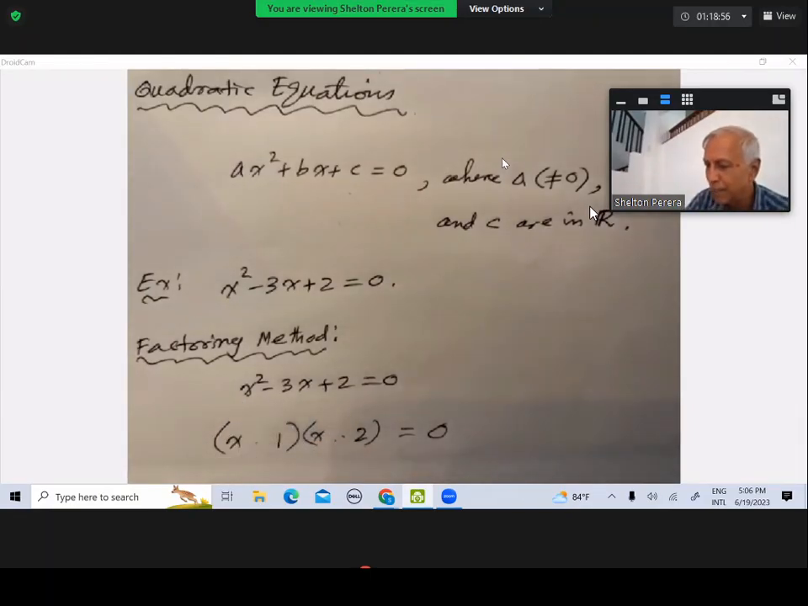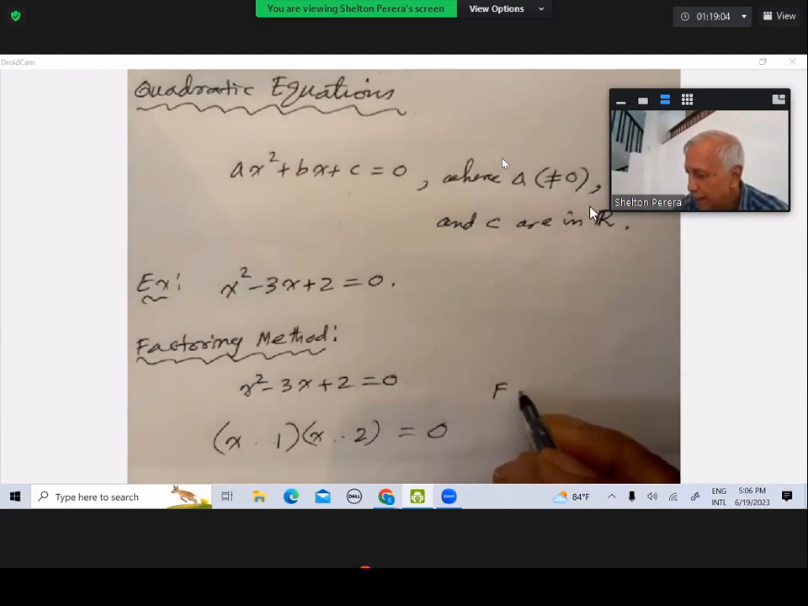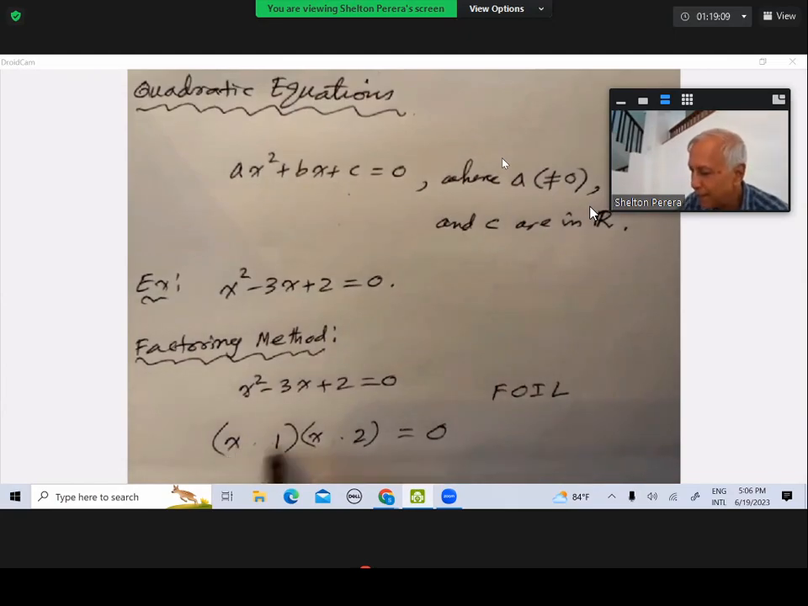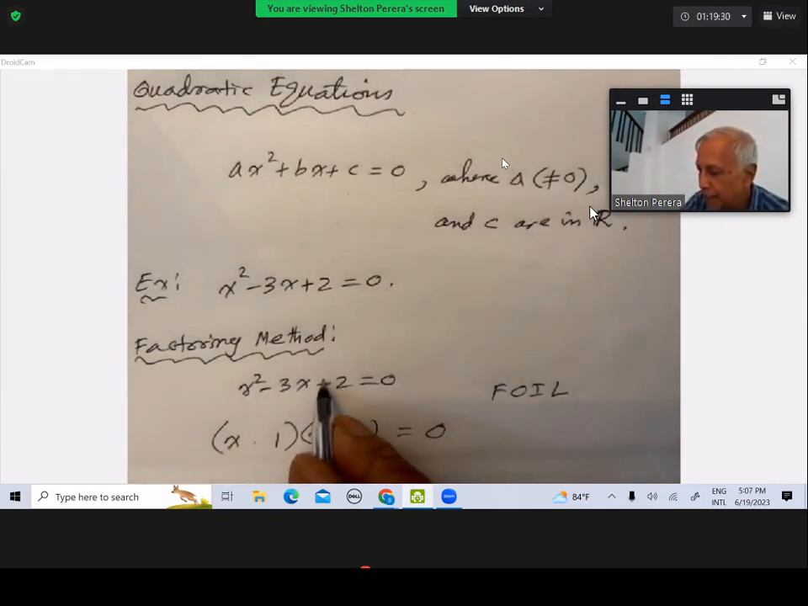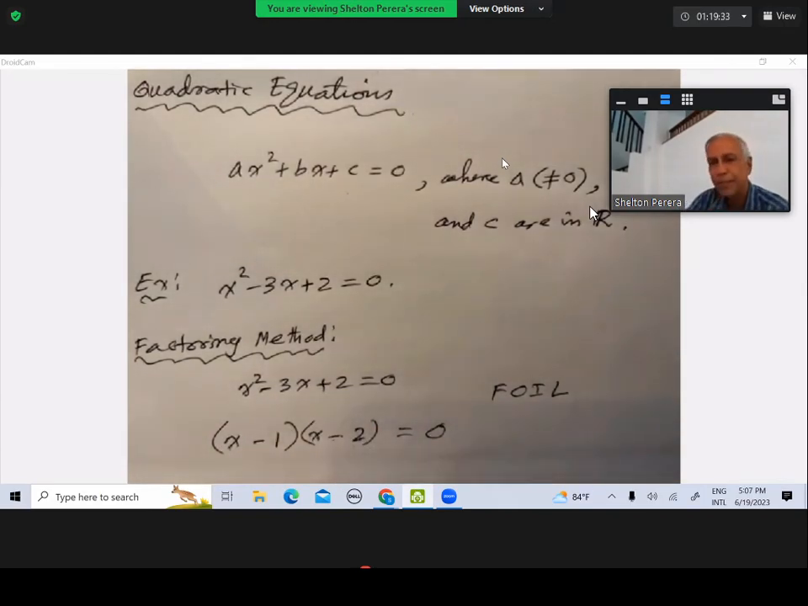Front, FOIL method. Front, outer, inner, last. FOIL method. So when you multiply this and this, front, x squared. This and this, outer. And then inner, this and this. And then this and this, last. Okay, so if this is negative and this is positive, both must be negatives.